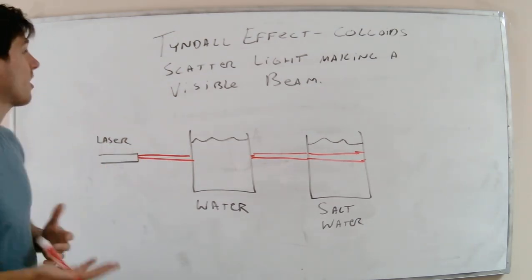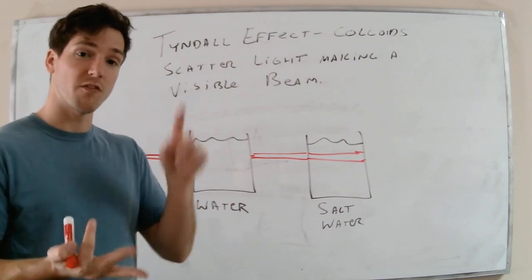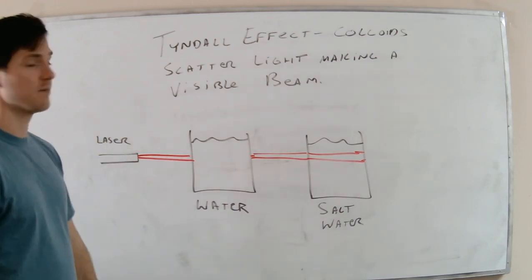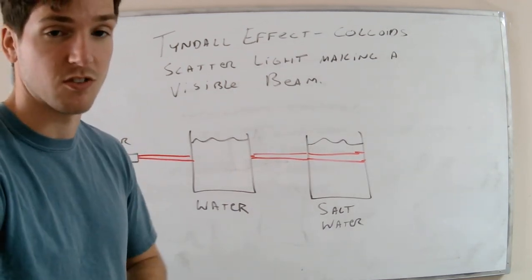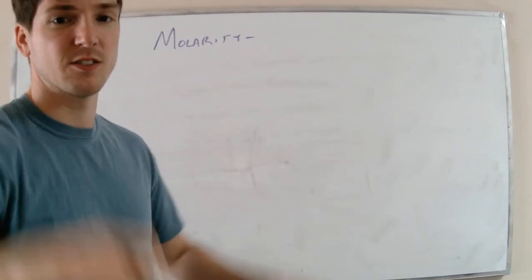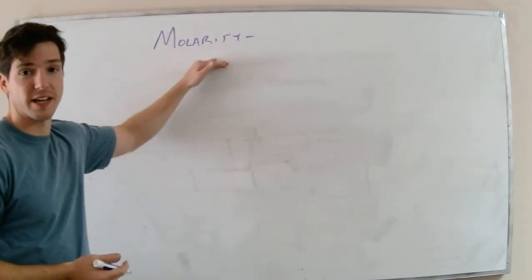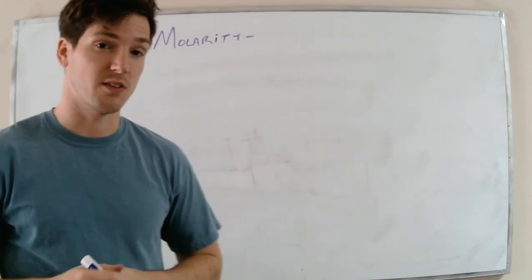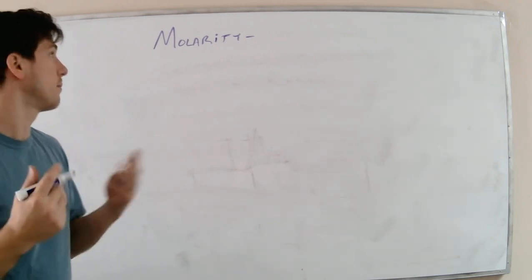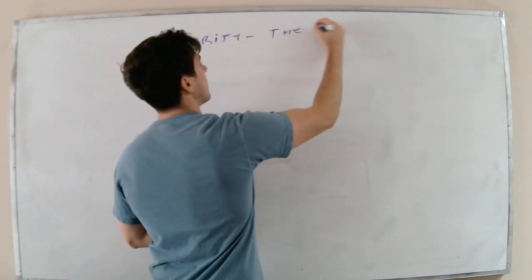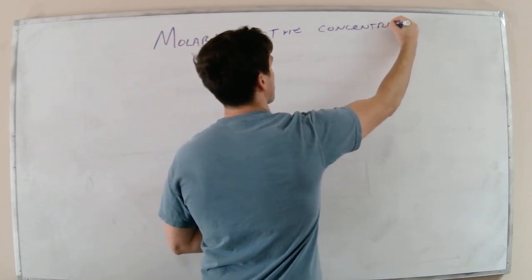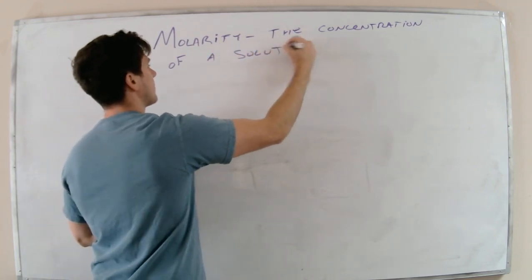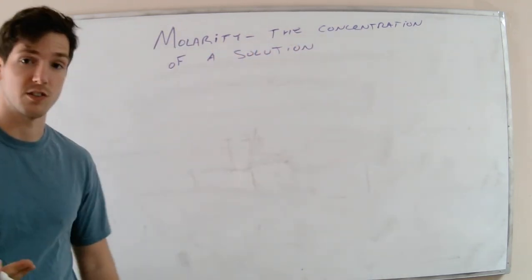So there are some of our basic definitions: solute, solvent, and solution. We have our colloids, we have our suspension, and we have our Tyndall Effect. So now let's actually get into the calculations and math in this chapter. The next thing I'm talking about is molarity. It is probably one of the most common and most important aspects of chemistry. What is molarity? It is the concentration of a solution. It's just a fancy word for concentration, right?